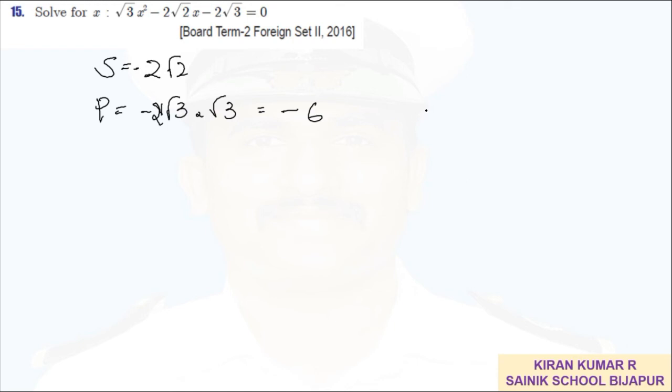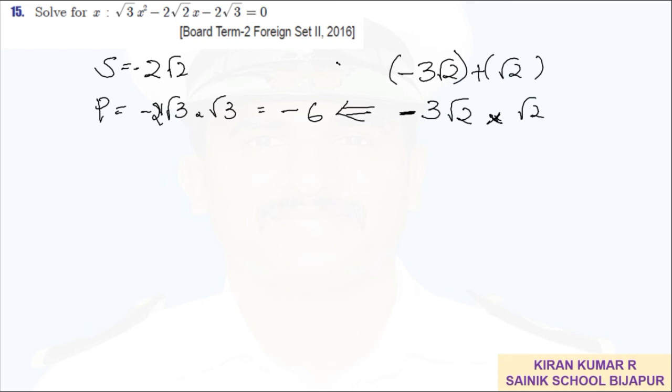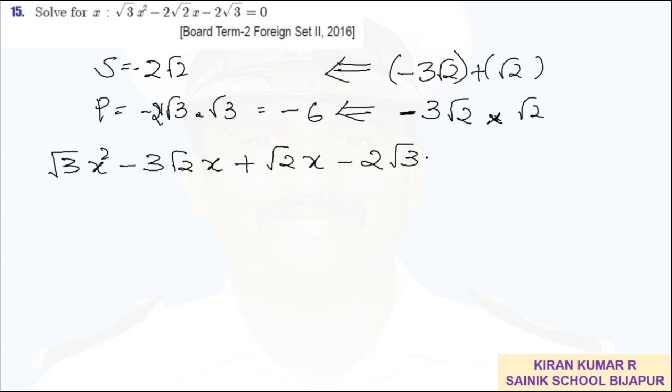If you consider 3 root 2 and multiply with root 2, it becomes 6. So if you take this negative and if you multiply, we get it as negative 6. Same way, when you add this, we will be getting negative 2 root 2. So by splitting middle term, I can split the middle term as negative 3 root 2x plus root 2x minus 2 root 3 equal to 0.